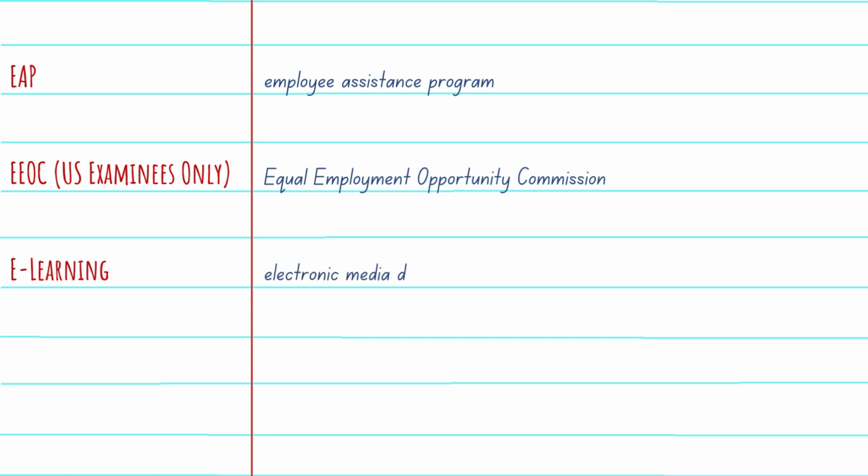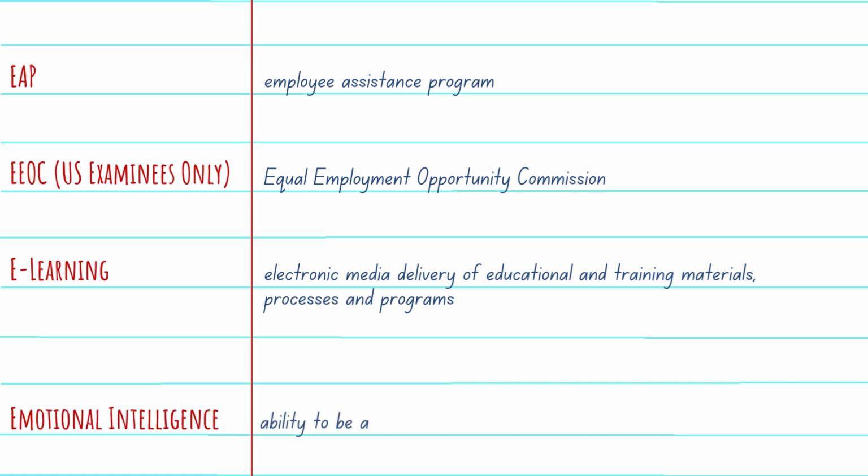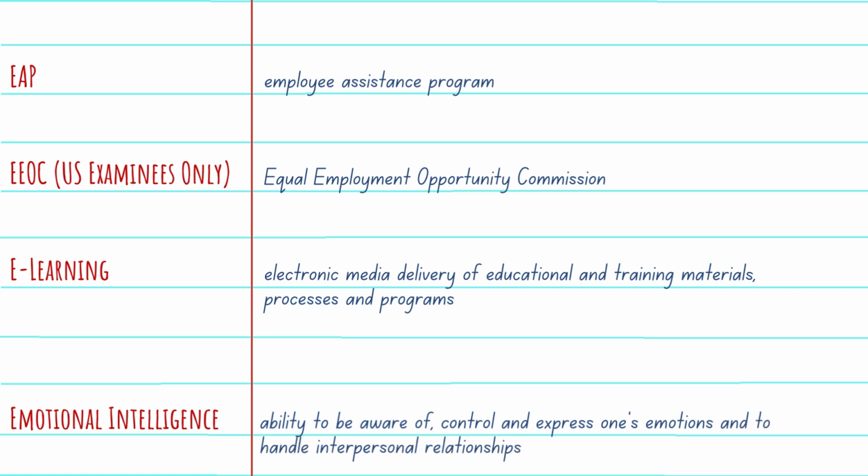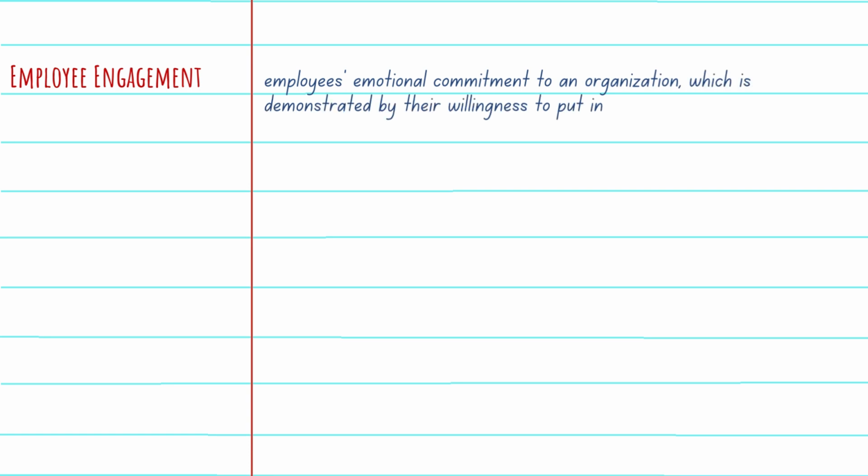E-learning is the electronic media delivery of educational and training materials, processes, and programs. Emotional intelligence is the ability to be aware of, control, and express one's emotions, and to handle interpersonal relationships judiciously and empathetically. Employee engagement is employees' emotional commitment to an organization, which is demonstrated by their willingness to put in discretionary effort to promote the organization's effective functioning.